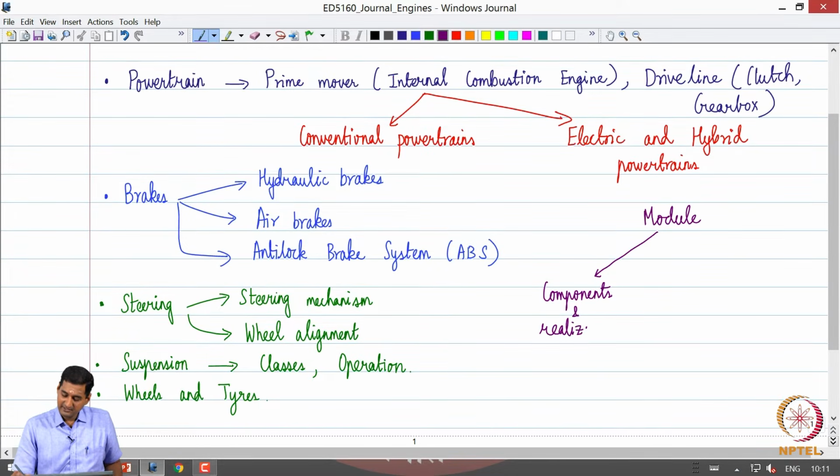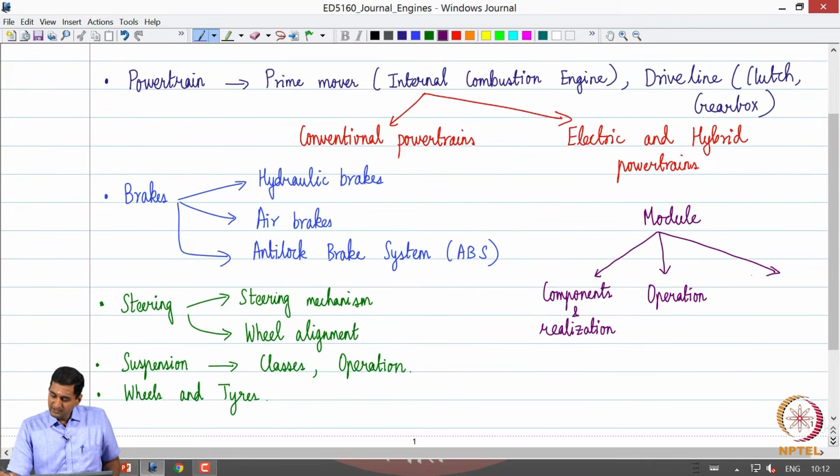So, what do I mean by that? For example, if we start with the internal combustion engine, we are going to look at what components constitute the internal combustion engine, how are they realized in practice. So, that is something which we will start off with. Then we will also look at how they operate. So, how does each system function? How do various components function and interact with one another to achieve the desired task? Okay, so that is something we will look at.